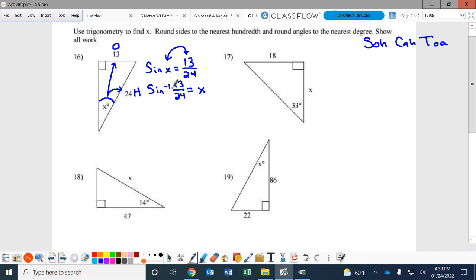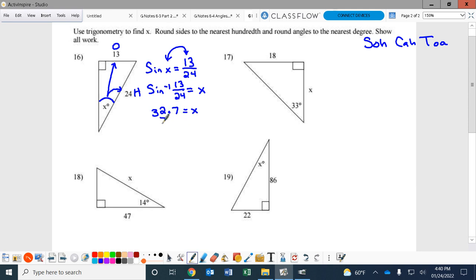To type this on your calculator, you're going to type 13, fraction button 24, and you're going to hit second sine. That's going to give you on your calculator 32.7 equals x. Now remember, when we're doing angles, we're rounding to the nearest degree.